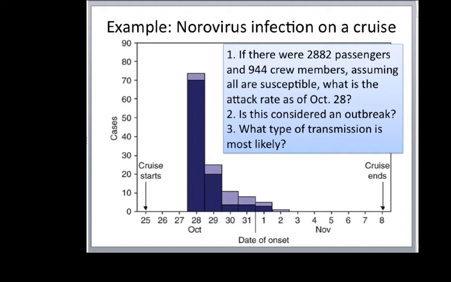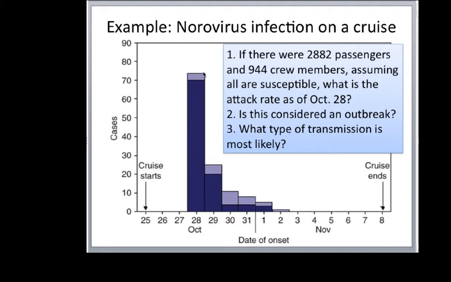So remember, this case was taken from a norovirus outbreak on a cruise ship, right? There were 2,882 passengers and 944 crew members. Together, these make the total population on the ship, right? And then I'm asking you to calculate the attack rate as of October 28th. So that's this day right here, right?